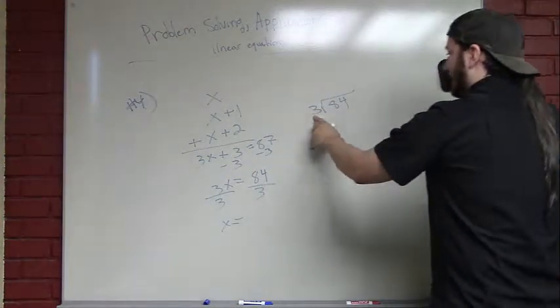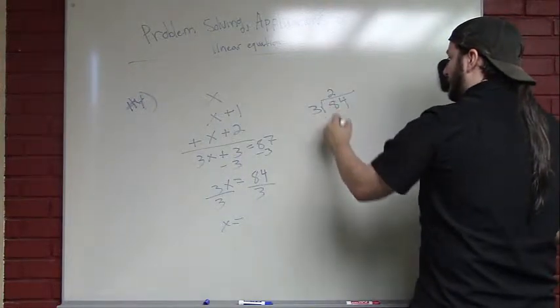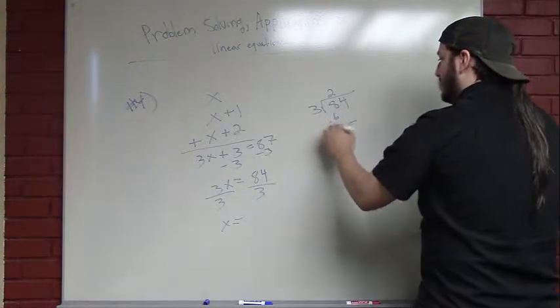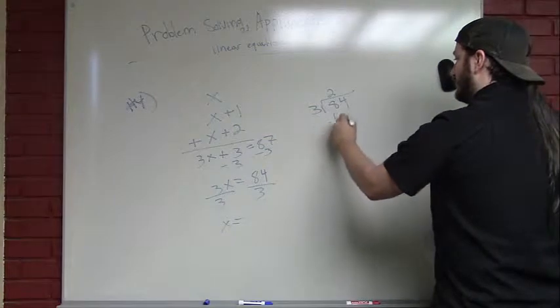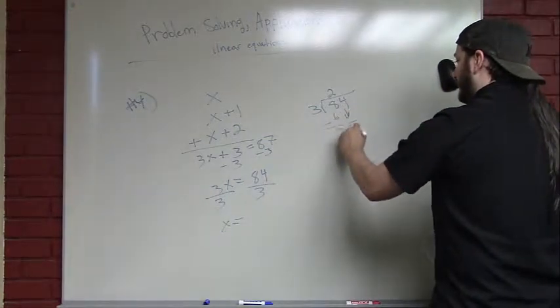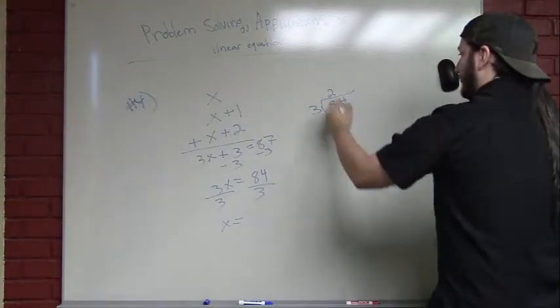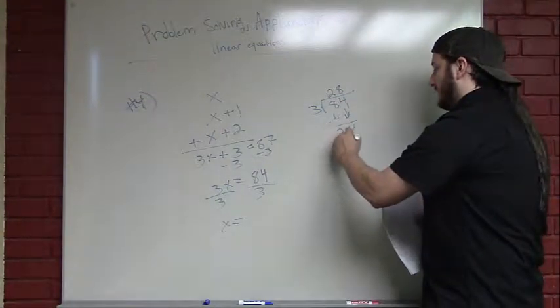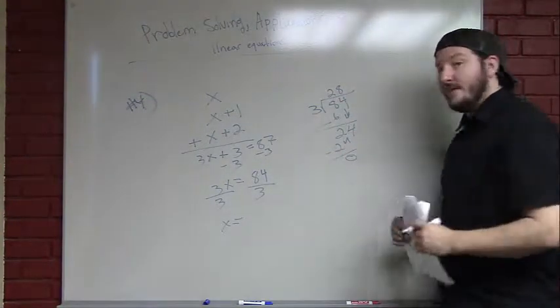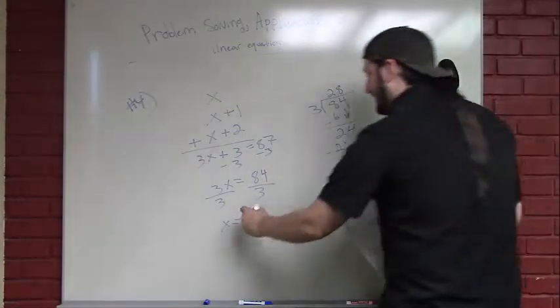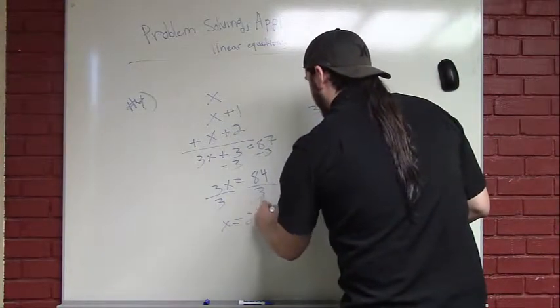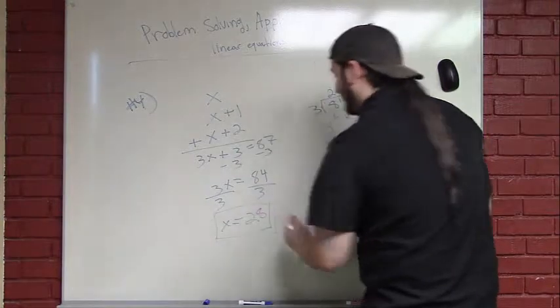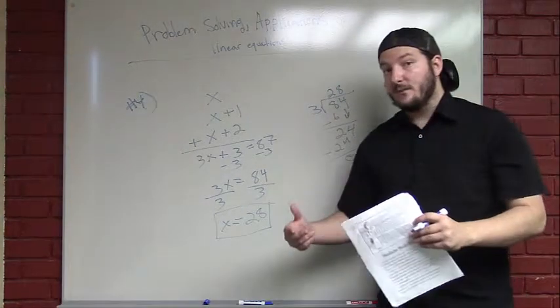84. How many times does 3 go into 8? 2 times, 6. Minus that, you get 2. Bring down the 4, that's 24. How many times does 3 go into 24? 8 times, and 24 leaves a remainder of 0. So it goes in 28 times. So x is 28. That's our first number.